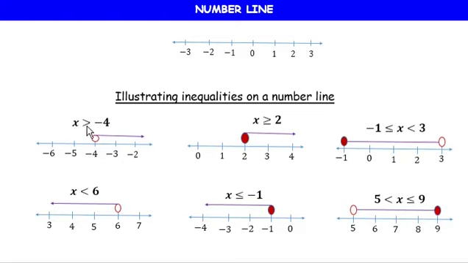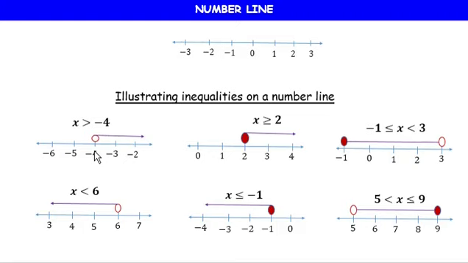So the next thing is to draw a circle, a small circle on top of the number that comes after the inequality sign. So here it is -4, so you have to draw a circle on top of the -4. Now the circle must be unshaded, so it's just a blank circle, and then you draw an arrow line.